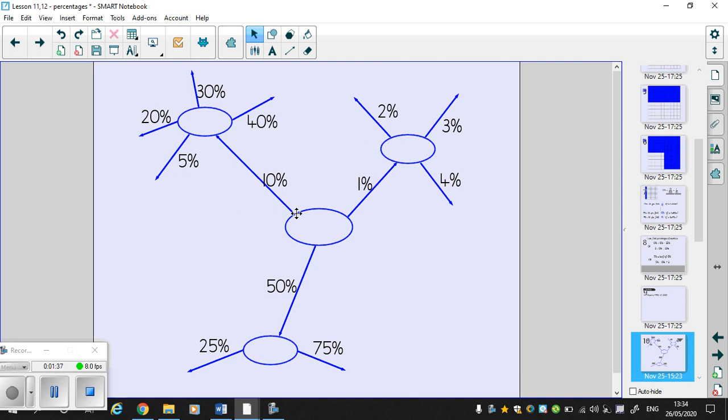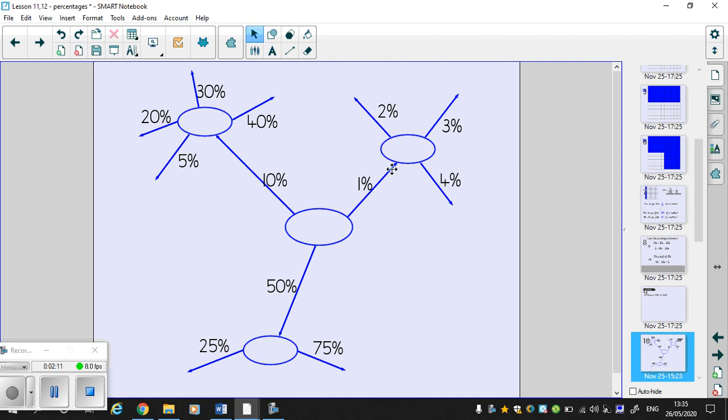And then we have an arm coming off looking where we're finding 10% of that number. So if our number in the middle was 700, then 10% of 700 would be 70. We would put 70 in here. Now once we've found 10%, we can find 20%, we can double it. Once we found 10%, we can find 30%, we can multiply it by 3. Once we found 10%, we can find 40% by multiplying it by 4. And once we've found 10%, we can find 5% by halving it.